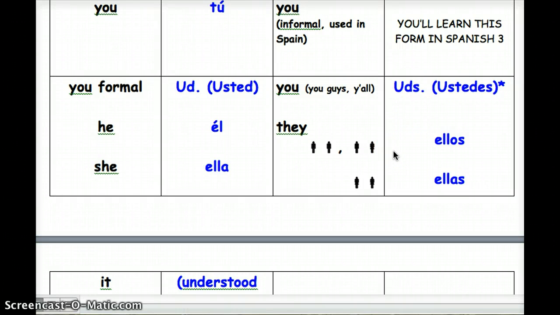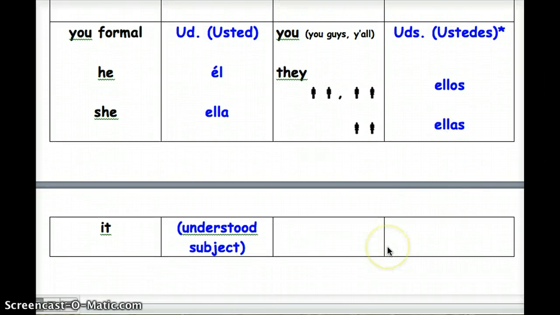Then, they, ellos, if it's all guys or a mix of girls and guys, and ellas, if it's all girls. The one that I didn't mention yet is it. It, when it's the understood subject, you don't say anything. So for example, in your pronunciation words from this chapter, it's difficult for me. You said, es difícil para mí. Es is, it is, the it's just understood. So you don't need to name anybody as a subject pronoun when you're saying it.